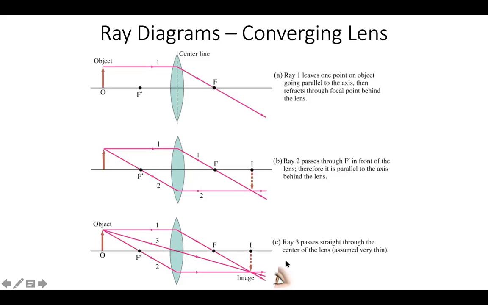If you want to put a third ray in, we draw it straight through the center of the lens. The concept here is that it's going in perpendicular to the lens, in terms of refraction, in terms of Snell's law. So it just passes straight through in terms of our drawing. And you can see it meets here and converges at where the image is. Converging lens.